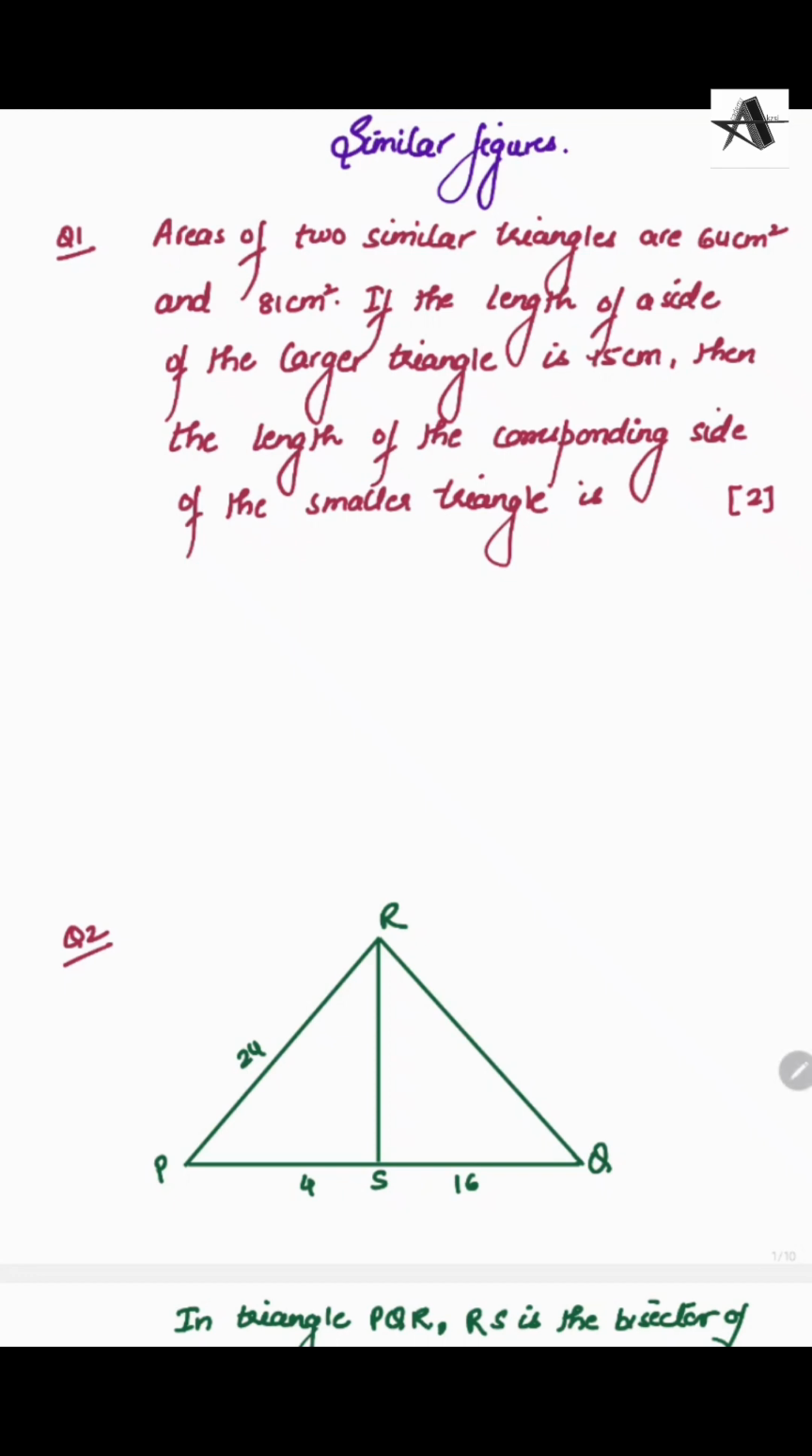For this one, definitely they have given that two triangles are similar. If two triangles are similar, that means we know the length scale factor and the area scale factor. Length scale factor is when you divide the corresponding lengths. Area scale factor is when you divide the corresponding areas. So the area of the first is 64 and the other is 81. This is the area scale factor.